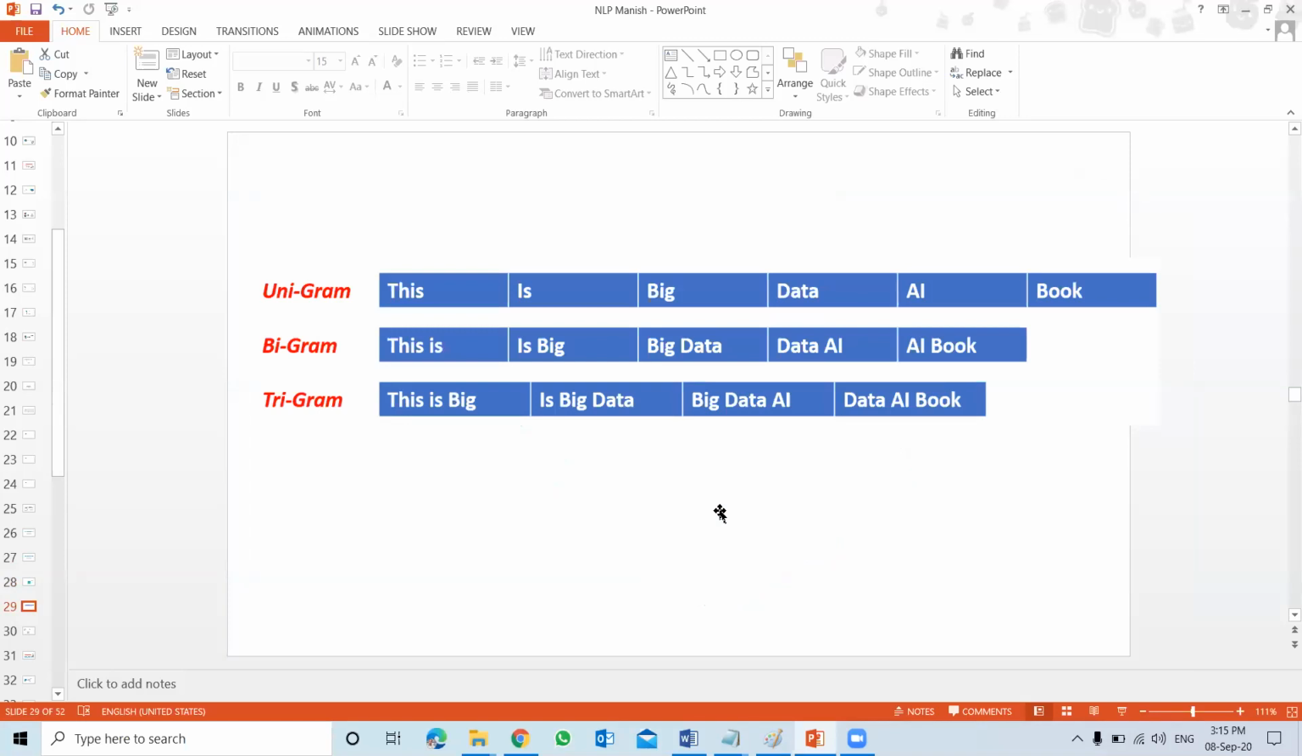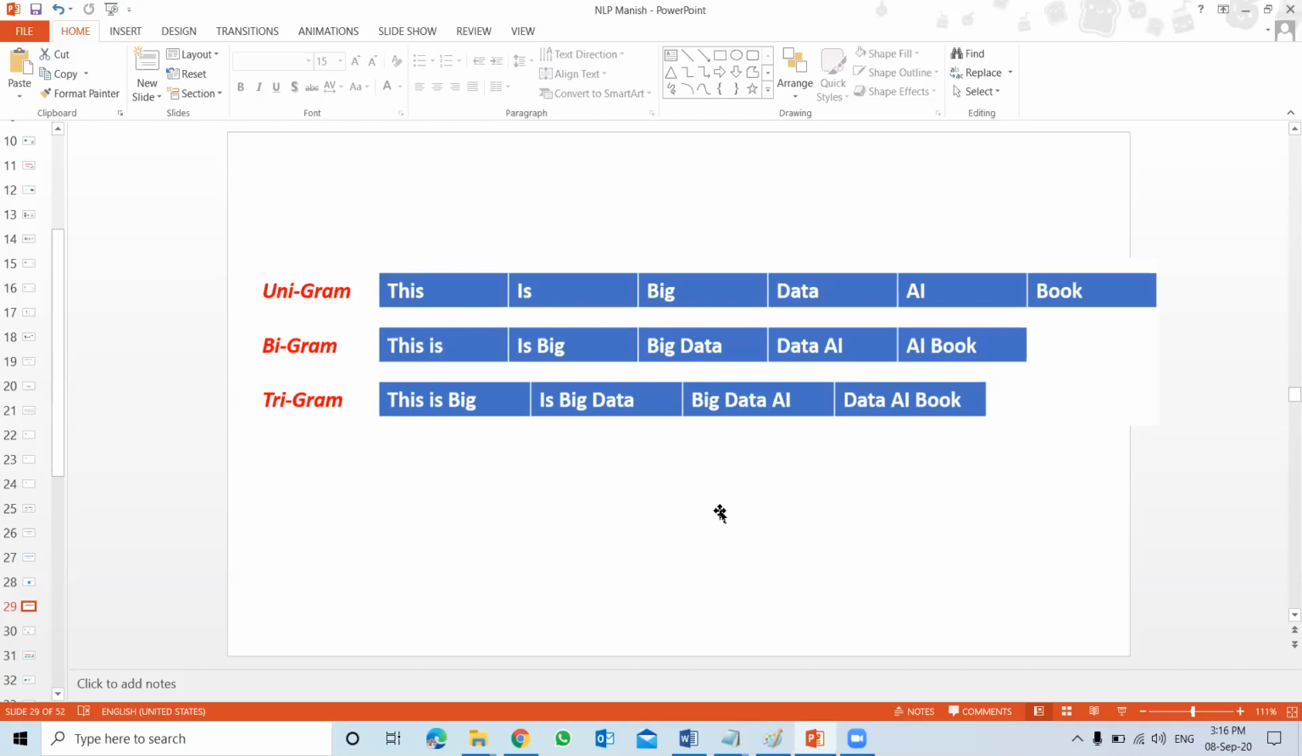So you can see that in the unigram, we have a simple clustering operation. So we have, like, this is the big data AI book, that is called unigram. And bigram means I will take two values from each. So this is big data, data AI and book. So this is what is happening, guys.